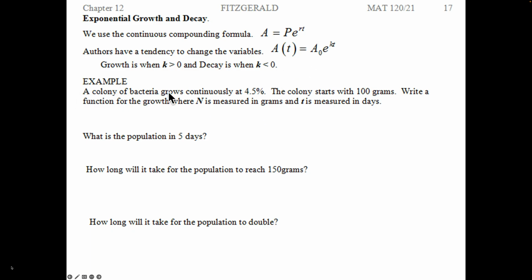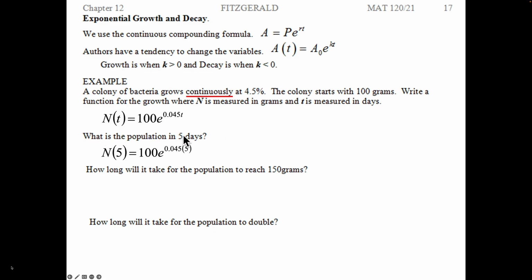So a colony of bacteria grows continuously. That tells me we're using A = Pe^(rt) at 4.5%, 0.045. The colony starts with 100 grams. That's your P. Write the function of the growth where N, capital N, is measured in grams and t is measured in days. So N(t) equals 100, that's what we started with, times e to the 0.045t, and then we're going to use this to answer all the rest of the questions.